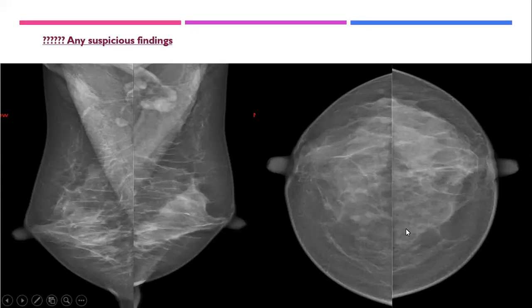Okay. Sarah, you said the left one. Yes, in the CC and in the MLO, I see posteriorly, in the lower part of the breast, in no man's area, there is focal asymmetry. Excellent. Well done. Excellent, Sarah. MashaAllah, good observer.